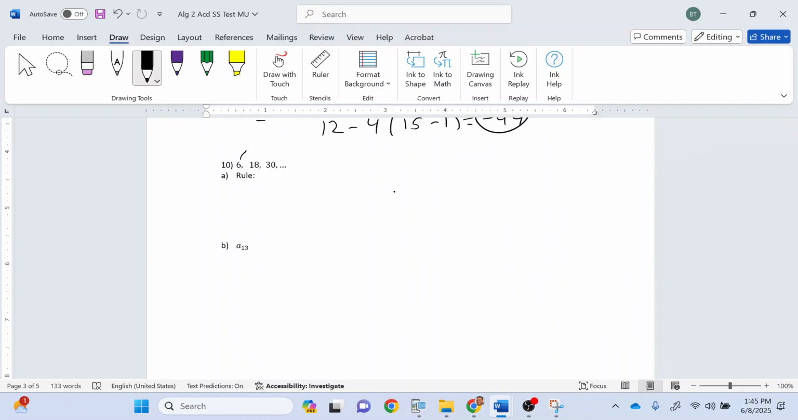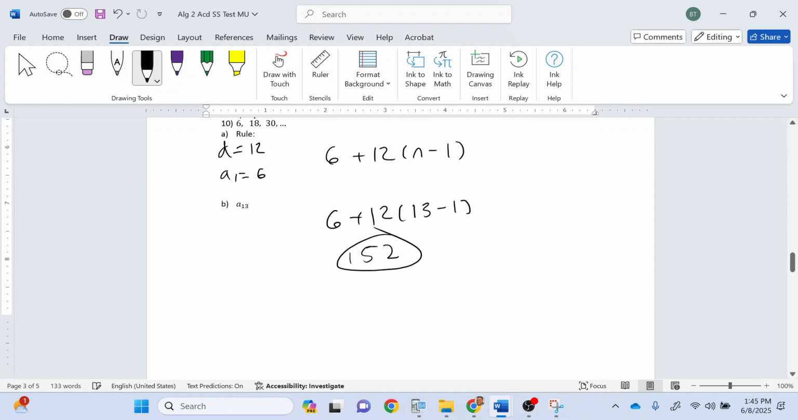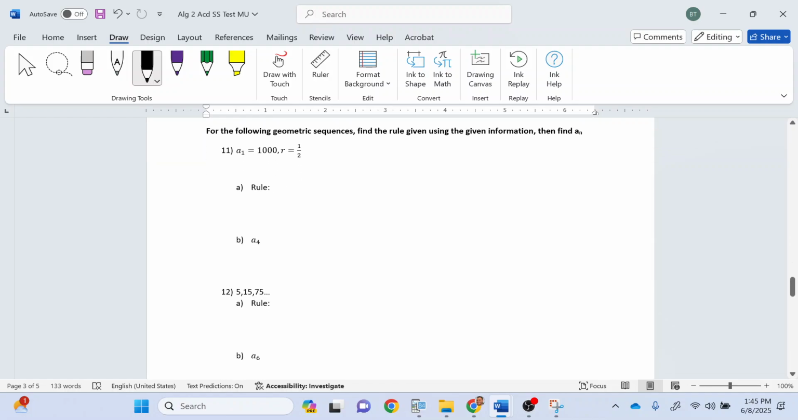What's the rule here? It's from 6 to 18, 18 to 30. Looks like I'm adding 12 each time. So D equals plus 12. My A1 is where I start, which is 6. So it's 6 plus 12 times n minus 1. Guess what? That's 6 plus 12 times 13 minus 1. So that's going to be 12 times 12 plus 6. So 144 plus 6 is 152. So obvious. Next one.